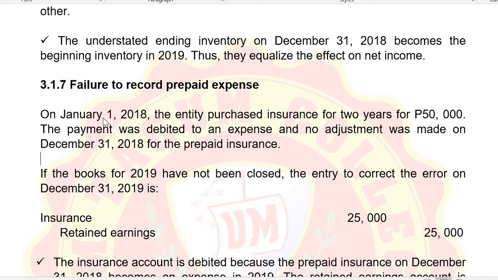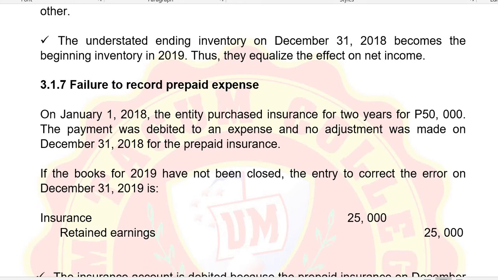since your 2018 expense is overstated, right? And your prepaid expense is understated, because you did not record the expense. So, your 2018 net income is understated. Understated since your expense is overstated, right? Because instead of your expense being only 25,000, what you expensed is 50,000, because you recorded the entire insurance expense since you have no adjustment.